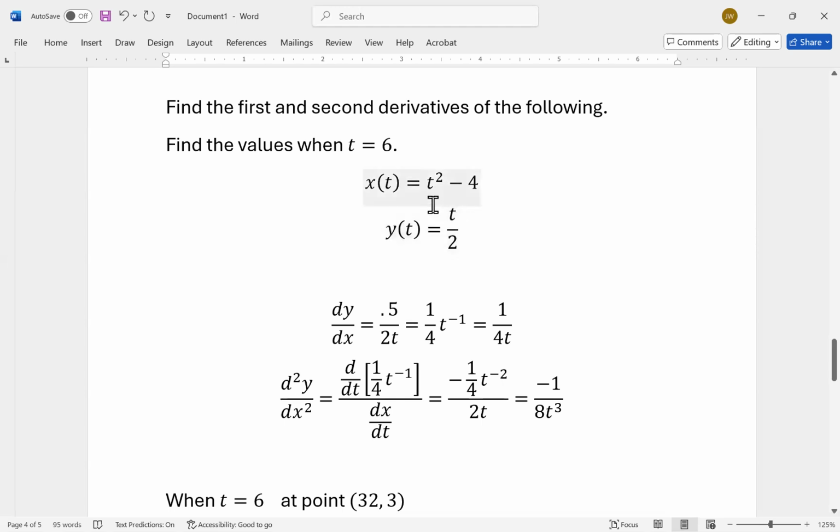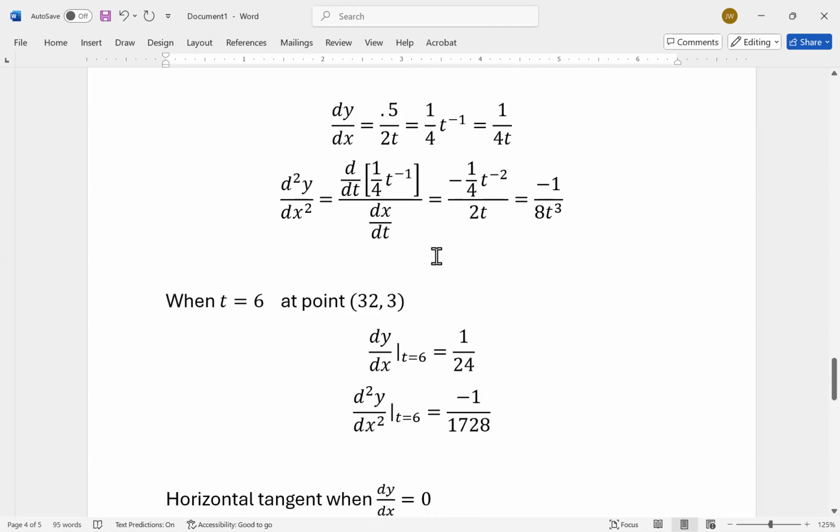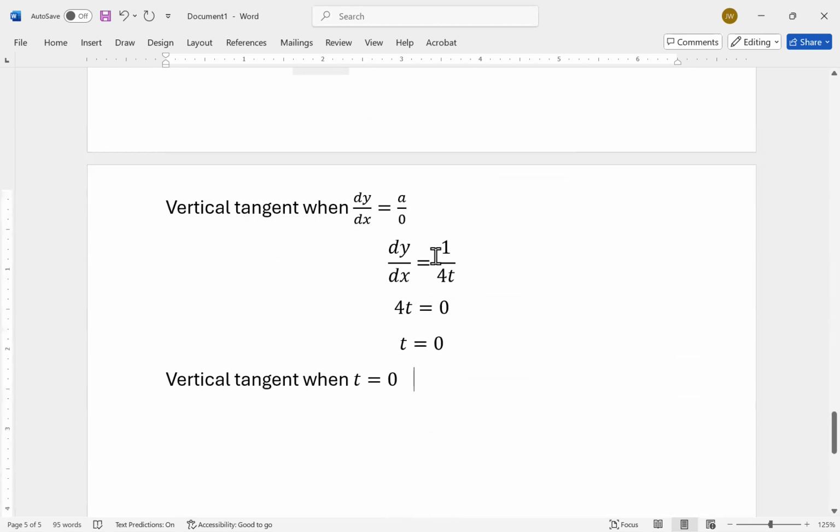And by the way, if we remember what our original equations were, that means we'd be at the point -4, 0. When I plug in t of 0, I get -4 for x. When I plug in t of 0, I get a 0 for y. So -4, 0 would be where I have a vertical tangent.